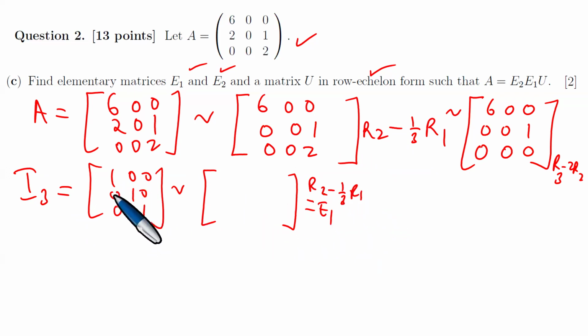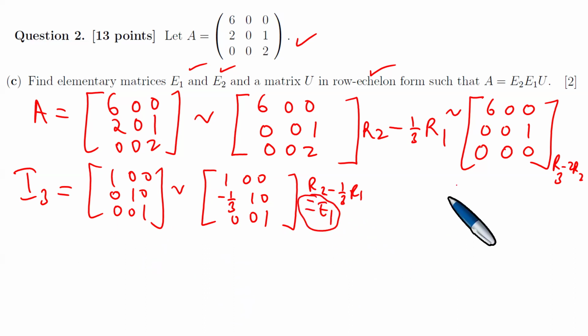If you do that here, it means the first row is okay, so it's 1, 0, 0. Then row 2 is row 2 minus 1/3 row 1, which is minus 1/3, 1, 0, and row 3 is 0, 0, 1. Okay, so this is what we have: row 2 minus 1/3 row 1. So now this is going to give us elementary matrix 1.